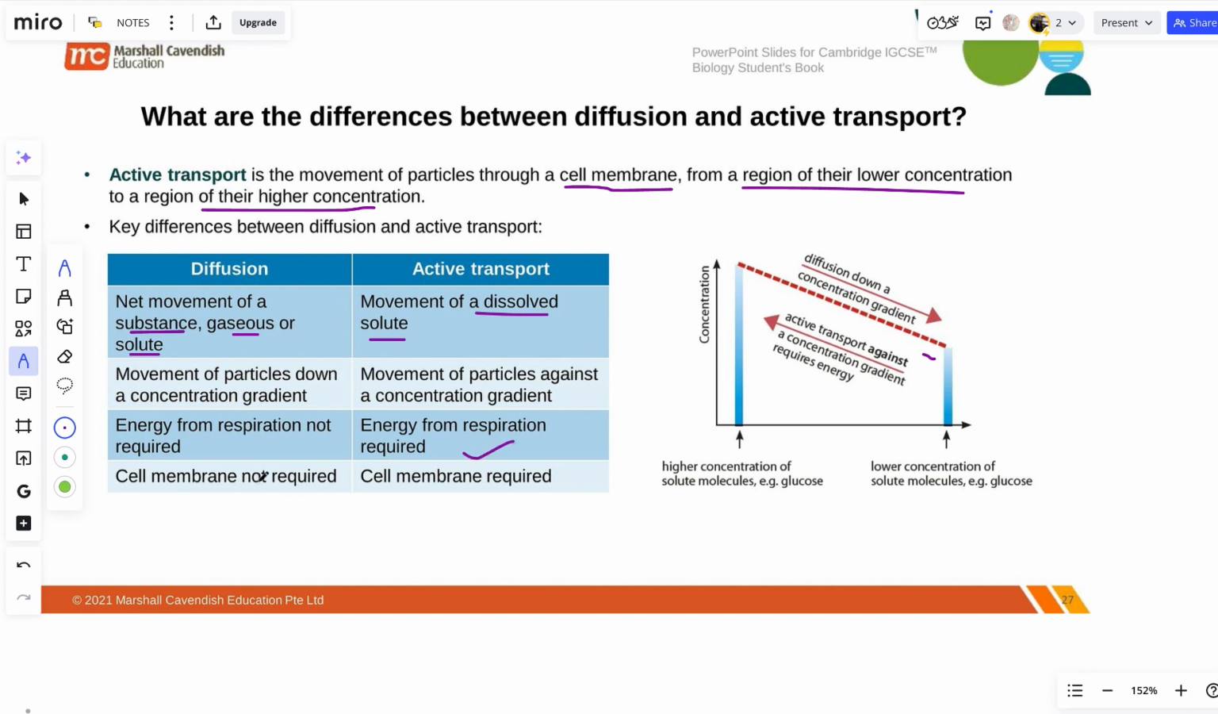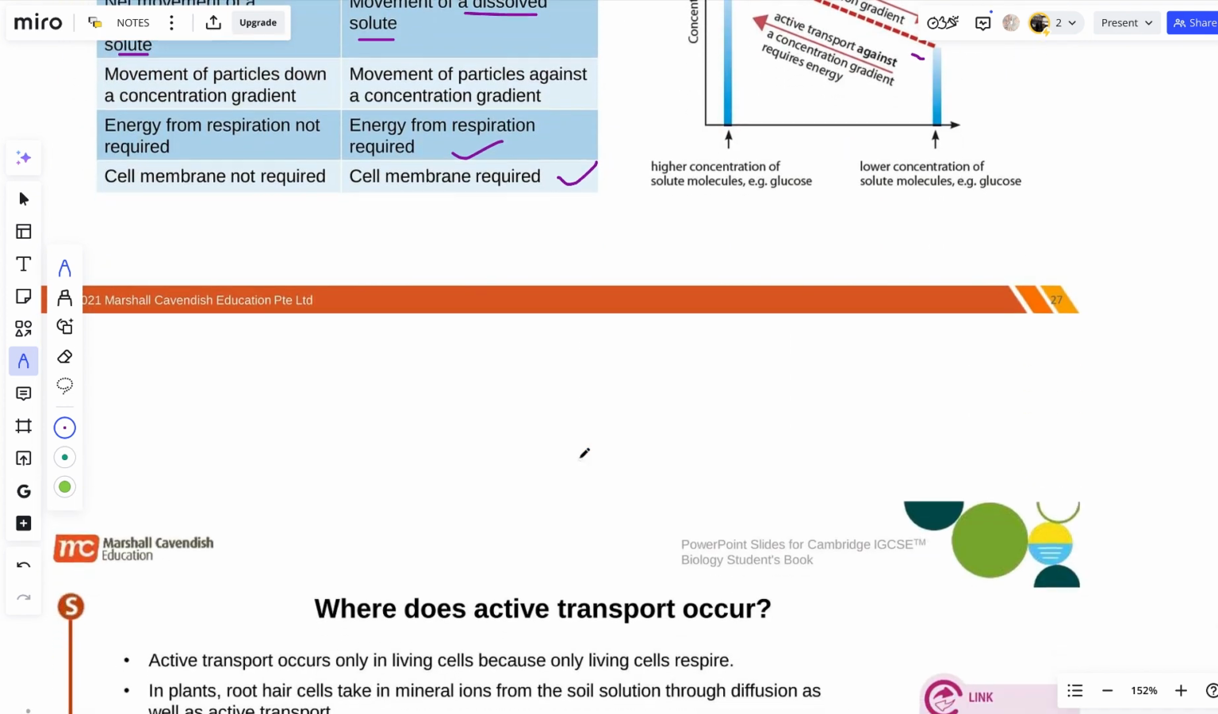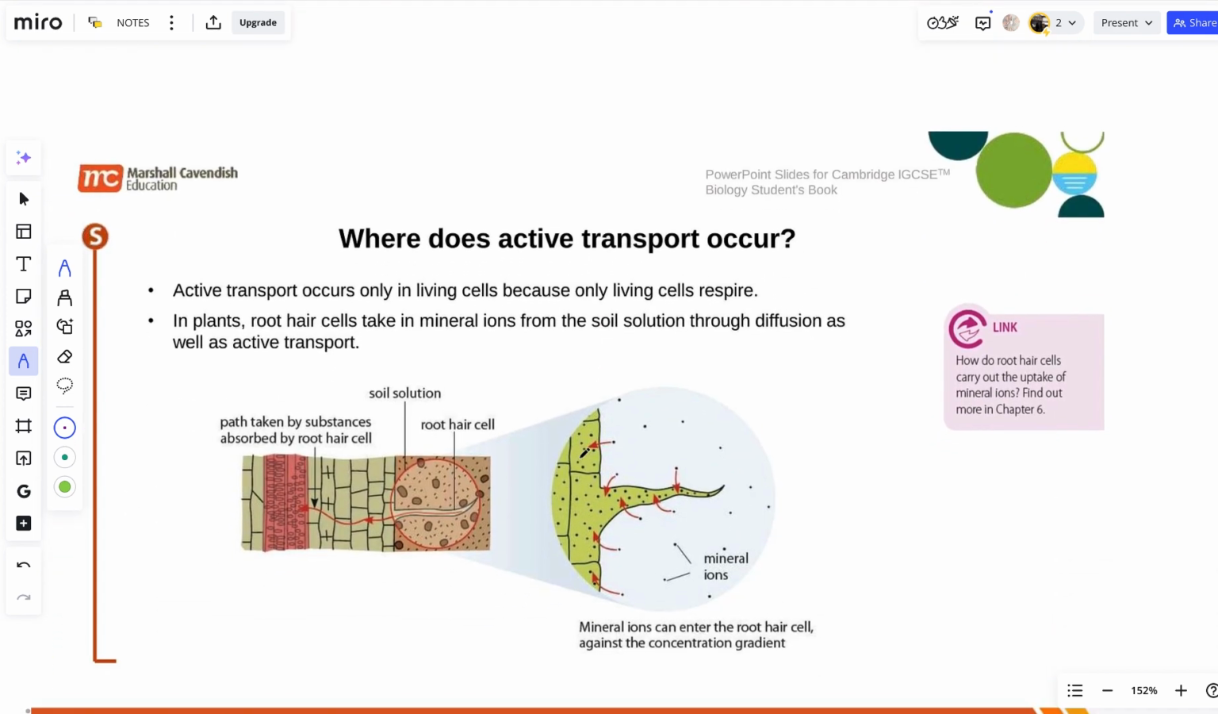In diffusion, a cell membrane is not required, but in active transport, just like osmosis, you also need a cell membrane. You need a cell membrane for active transport. So you can see four differences between active transport and diffusion.